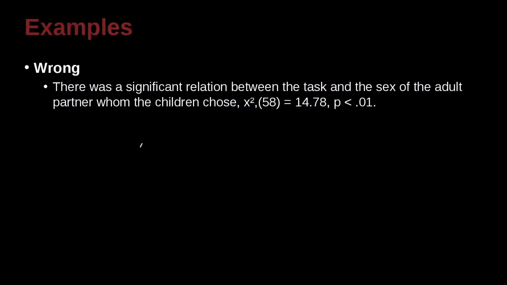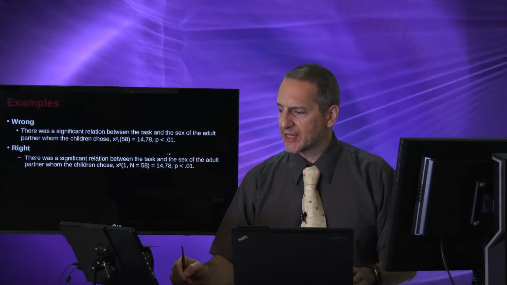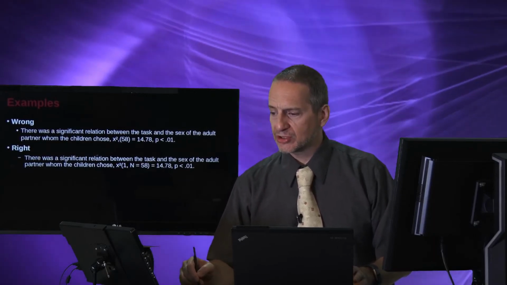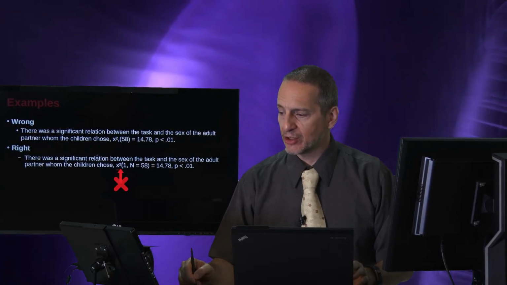There was a significant relation between the task and the sex of the adult partner whom the children chose. Chi squared 58 equals 14.78, probability less than 0.01. There was a significant relation between the task and the sex of the adult partner whom the children chose. This would be chi squared, no space in here, and then 1 with the total sample of 58.